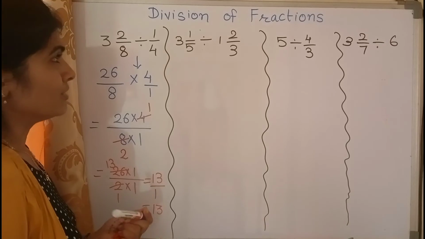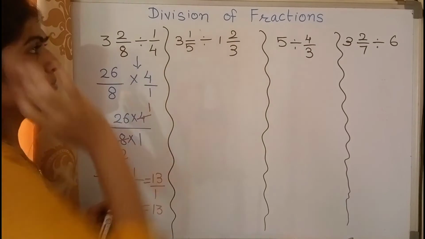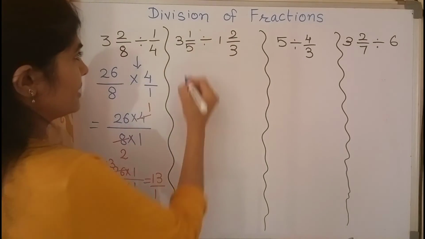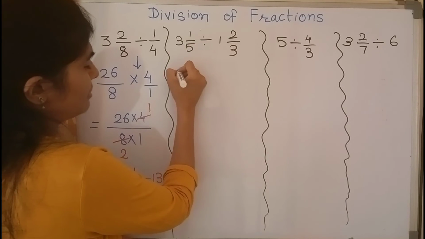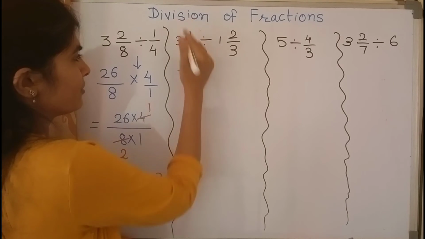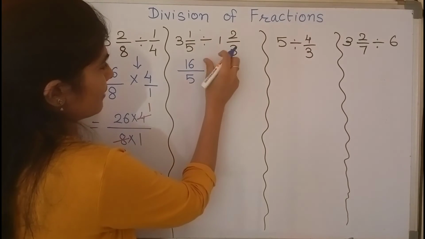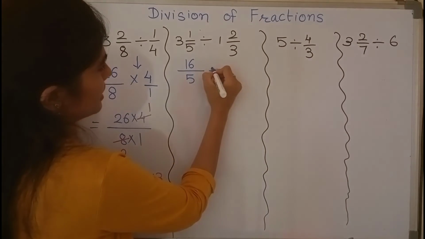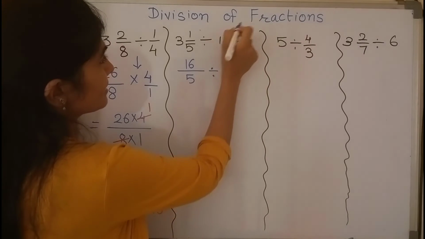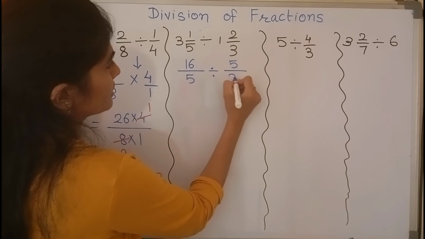Okay. Now next one is mixed number divided by mixed number. So first thing is we should convert them into the improper one. 5 3s are 15 plus 1, 16 over 5. This side must change. We will not change the sign right now. Okay, let's convert them first. And 3 ones are 3 plus 2, 5 over 3, right?